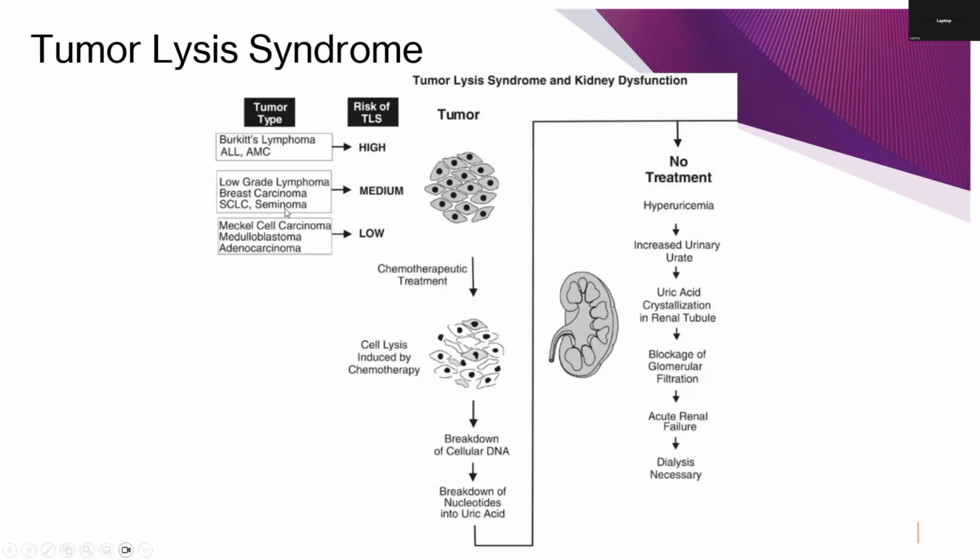This is basically saying the same thing, but in pictorial form. So you've got your tumor type. Burkitt's is probably the most high risk, but certain types of lymphomas or acute lymphoblastic leukemias are all high risk. Things like adenocarcinoma are very low risk because, unfortunately, chemotherapy can never kill them quickly enough. Tumor breaks down, you've got breakdown of cellular DNA. That DNA releases all the nucleotides. Those nucleotides are then broken down further into uric acid. You become hyperuricemic, and then it precipitates in the kidney and causes kidney failure.